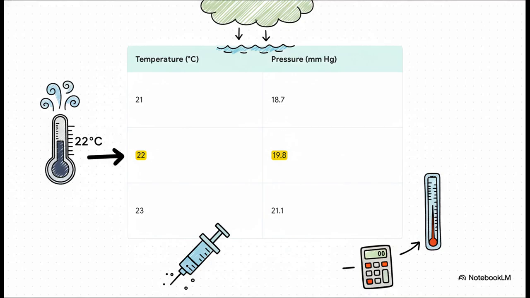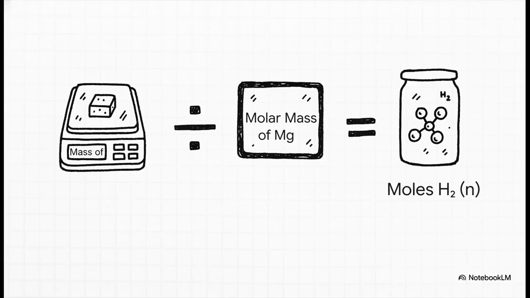So you just measure the temperature of your water, let's say it was 22 degrees Celsius, and you look it up on a chart like this one. At 22 degrees, the pressure is 19.8 millimeters Hg. You subtract that from your total pressure, and just like that, step 1 is done. On to step 2, figuring out exactly how many moles of hydrogen gas we actually created.